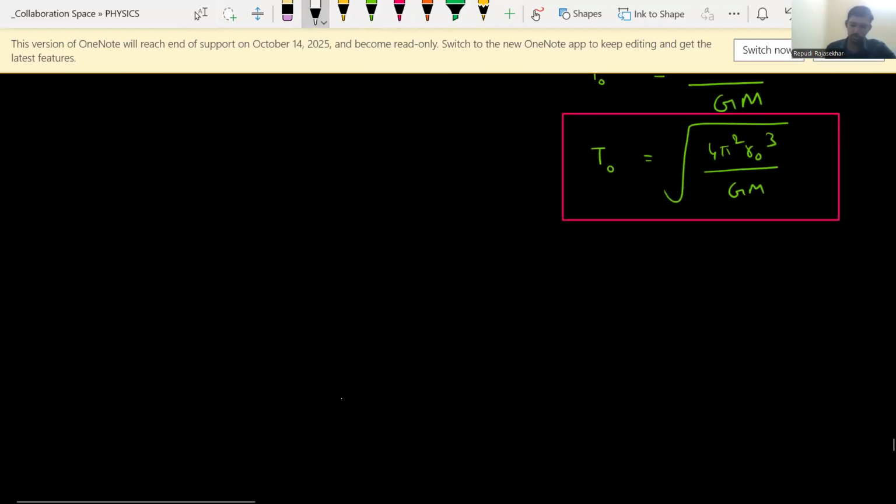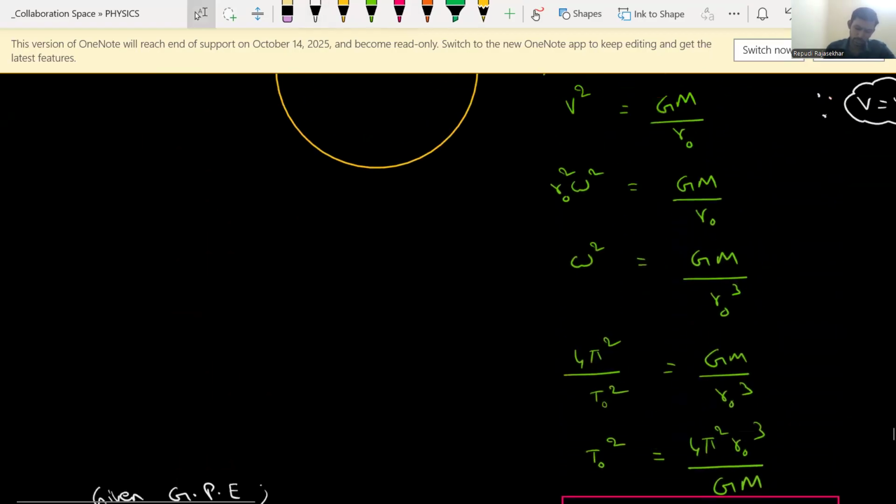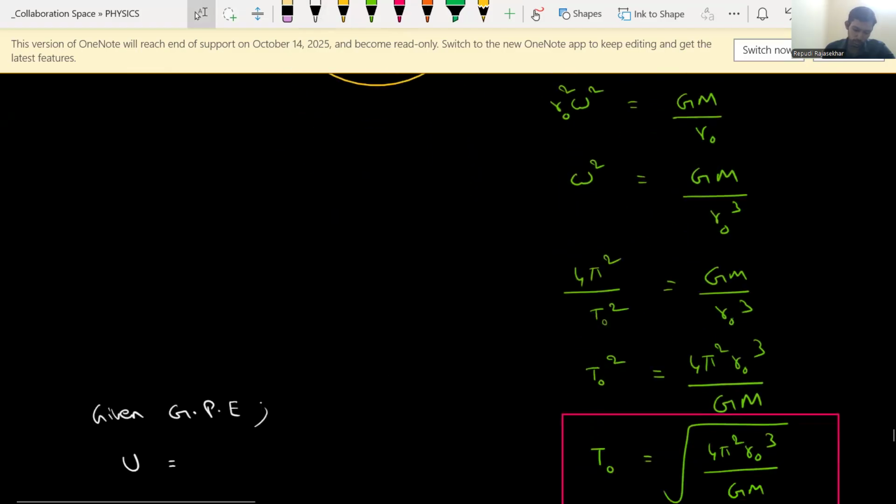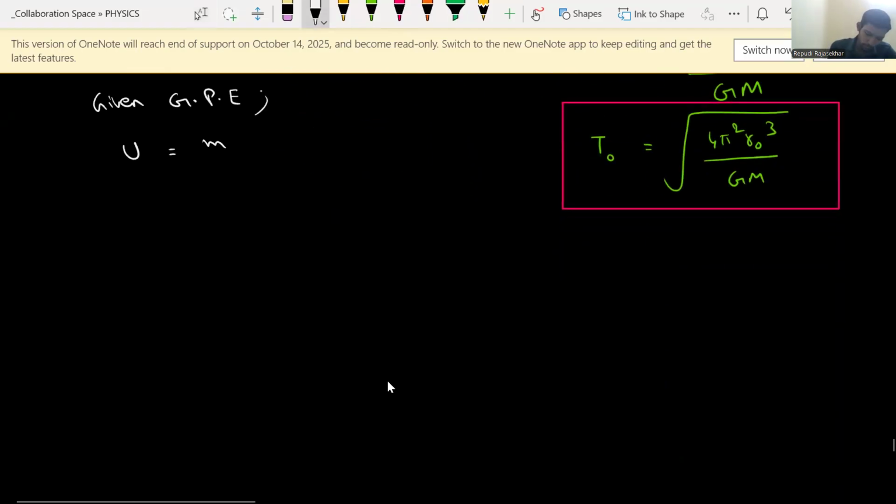Given potential energy, right here, given gravitational potential energy, that is U equals to, let me say this, m alpha divided by r cube. This much is the energy given.